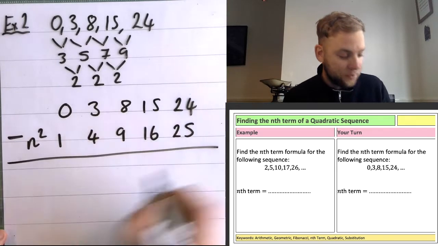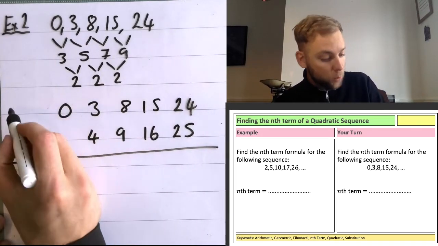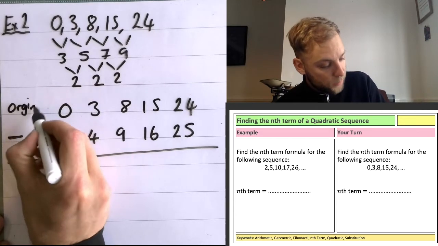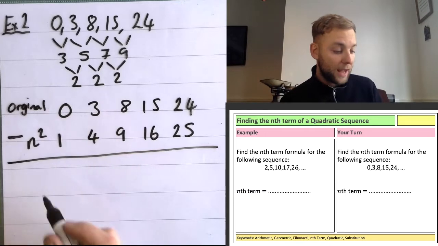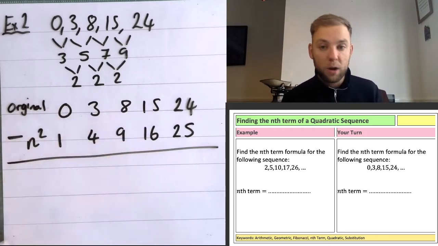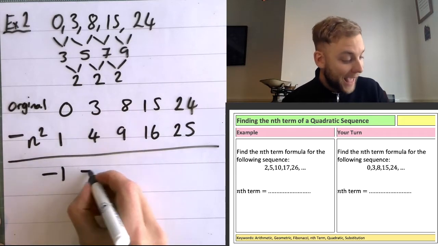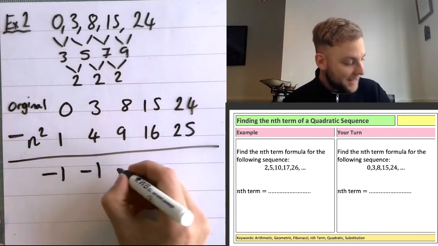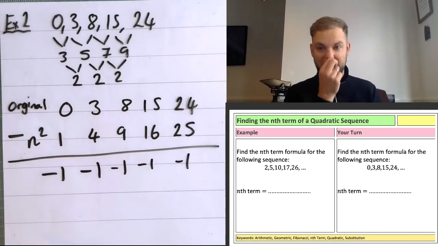Now it's worth putting a line under here. Now do be careful for this. You always want your original sequence on top and then your n squared sequence below. And remember, you're subtracting them. Because here, 0 take away 1 is minus 1. 3 take away 4, again, is minus 1. 8 take away 9 is minus 1. 15 take away 16, it's minus 1 the whole time.